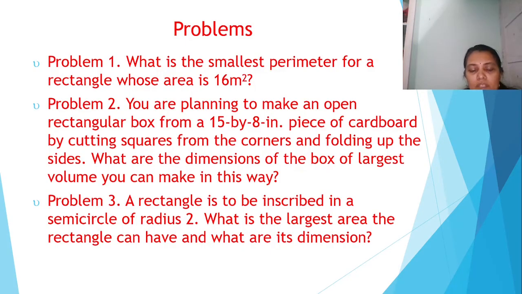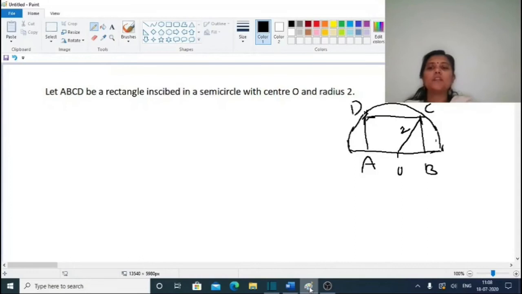Now third problem is, a rectangle is to be inscribed in a semicircle of radius 2. What is the largest area the rectangle can have and what are its dimensions? Let ABCD be a rectangle inscribed in a semicircle with center O and radius 2.